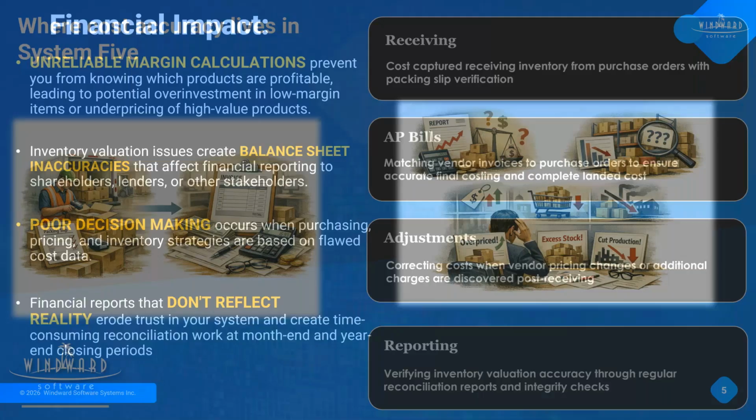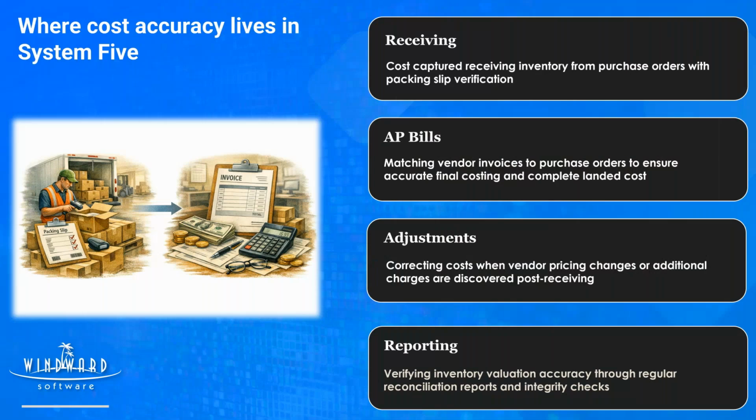Okay, so where does cost accuracy live in System 5? Well, certainly with receiving. That's where it starts, because that's where we bring our product in and that's where the cost is captured. If it's different by the time that the bill gets here from your vendor, well, that's where we've got that inaccuracy. That leads to our AP bills, matching the vendor invoices to POs, just to make sure that final costing is complete. The 4 workflows that we're going to talk about start simple, and we're going to walk through the perfect workflow of purchasing, receiving, and then the accounts payable bill.